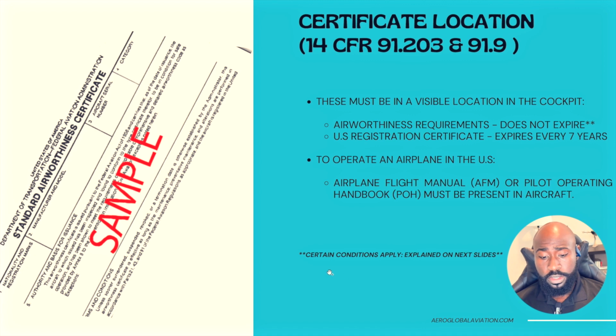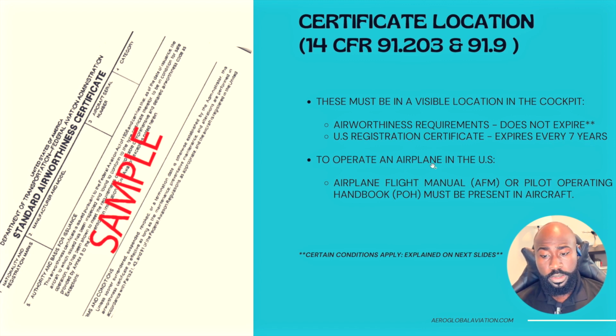You do have to follow certain conditions to make sure your airworthiness certificate is still valid. Then the other thing you need to have is a US registration certificate. Your US registration certificate used to be valid for 3 years, but now it expires every 7 years. It's important for you to know that information leading up to your test.